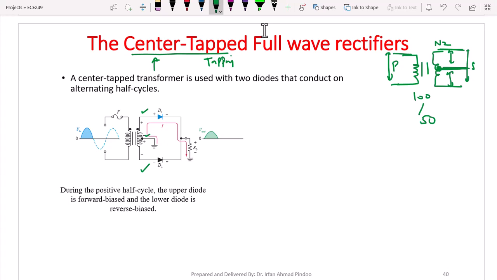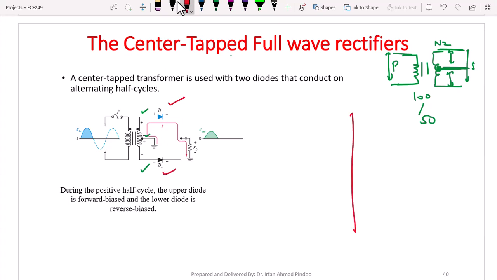Now what happens when we take the connection from the center? If we look at the potential there, that potential has been grounded in this particular diagram, right? Now how does it work? For that we have to again understand what is happening in the positive half and the negative half. Now note down, we have two diodes, D1 and D2.